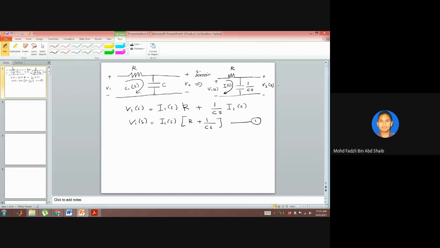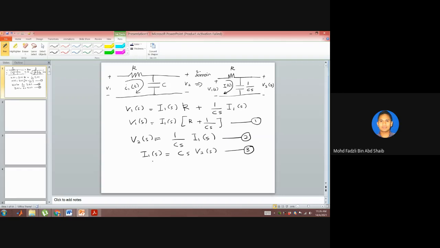At the same time, V2(S) equals what? V2 here equals I1(S) times 1 over CS. This becomes equation 2. So I1(S) equals CS times V2(S), equation 3.